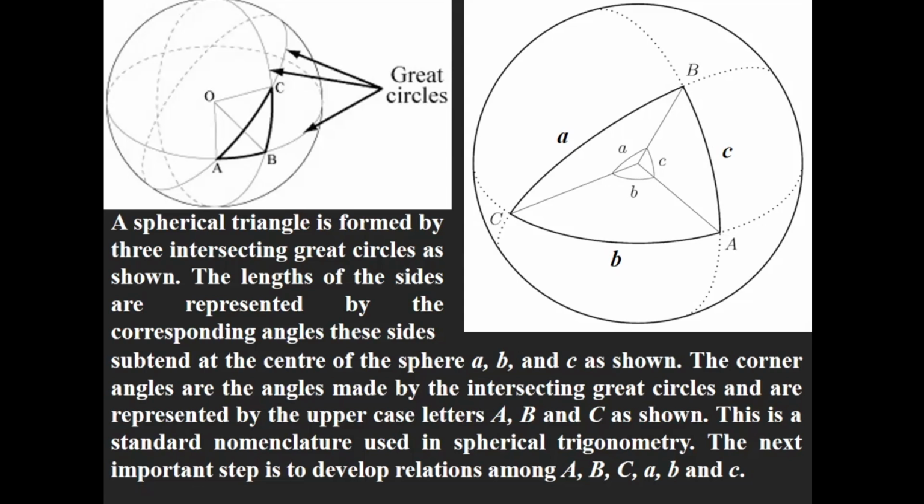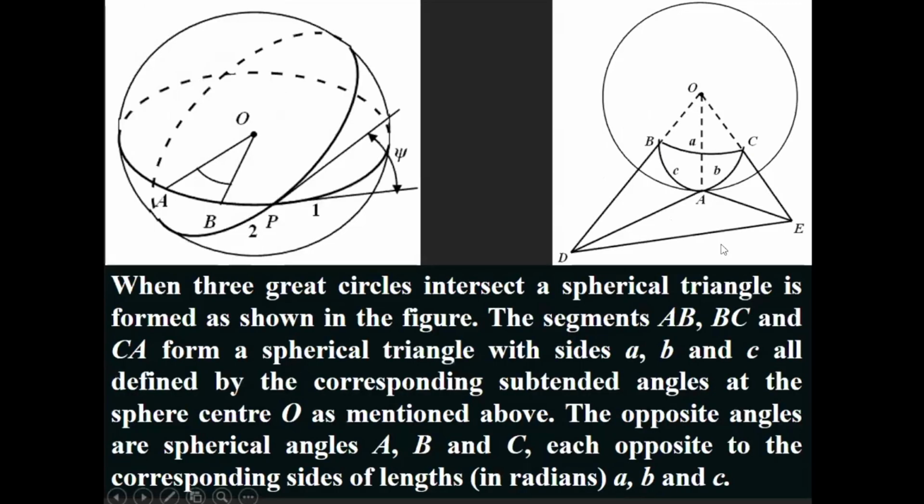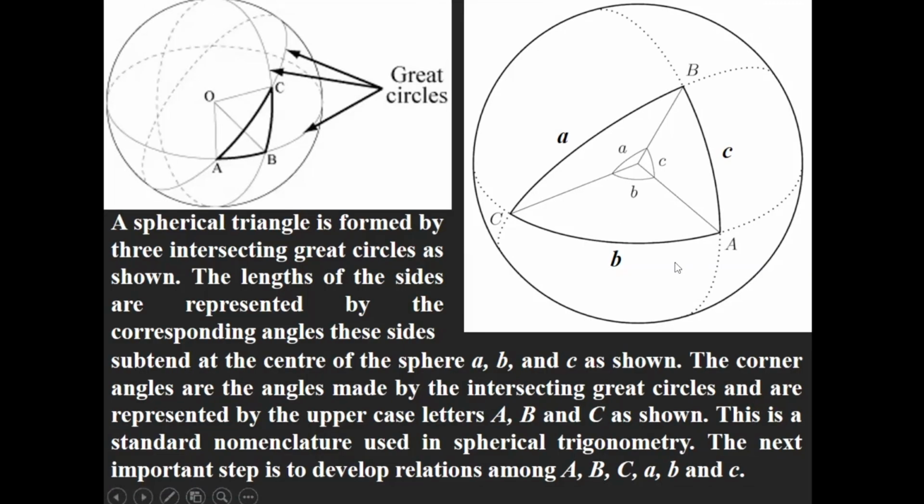Now these are the angles subtended by these arcs at the center. But you can see that there are other angles which are formed. If you take a tangent from here to this great circle and a tangent to this great circle, they form an angle, and that is a normal angle, and we call it capital A.